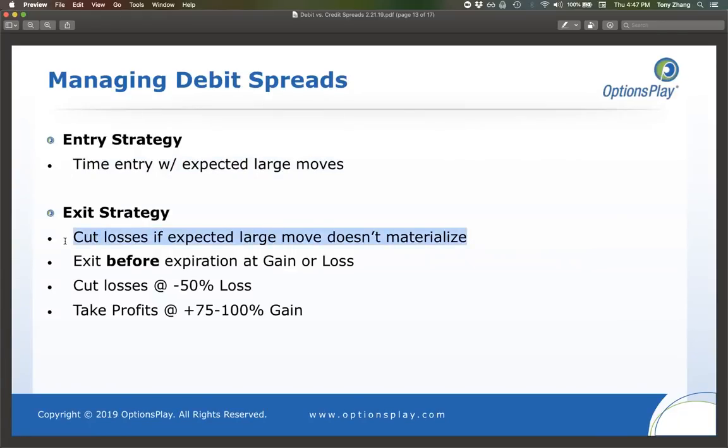So if you see a stock is breaking to new 52-week highs, and you think it's going to continue moving higher, and after a week it just continues to move sideways, and that move that you're expecting just doesn't materialize, cut your losses, get out. And when you're trading any debit spread, your goal is to always exit before expiration, either at a gain or a loss, but you always want to exit before expiration. You never want to hold debit spreads all the way till expiration.